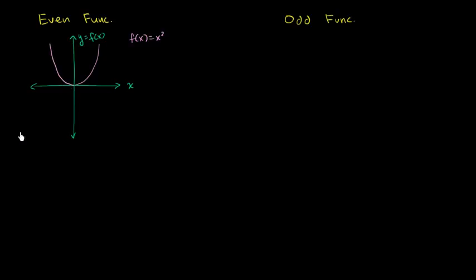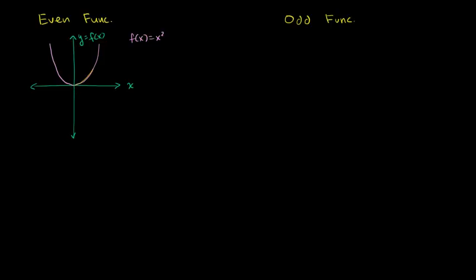Pretty good job. The f of x is equal to x squared is an even function. And the way that you recognize it is because it has this symmetry around the y-axis. If you take what's going on to the right of the y-axis, and you just reflect it over the y-axis, you get the other side of the function. And that's what tells you it is an even function.